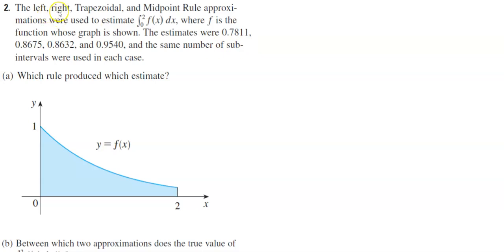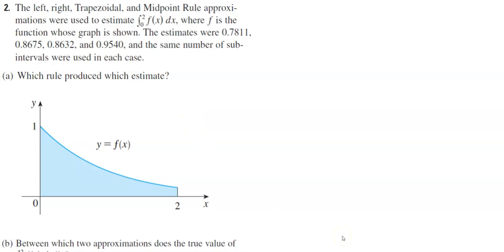The left, right, trapezoidal, and midpoint rule approximations were used to estimate the following function going from 0 to 2, where f is the function whose graph is shown. The estimates were given here, and the same number of subintervals were used in each case. For part A, we want to find which rule produced which estimate.